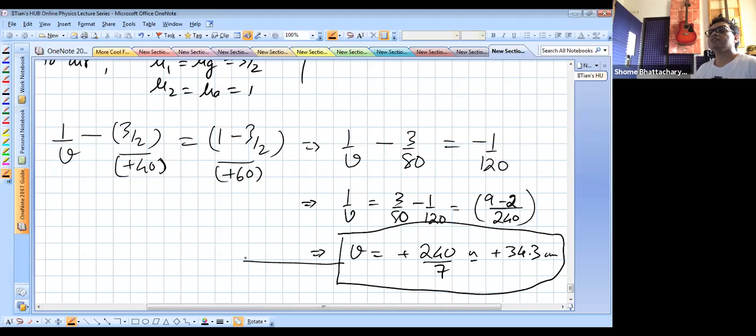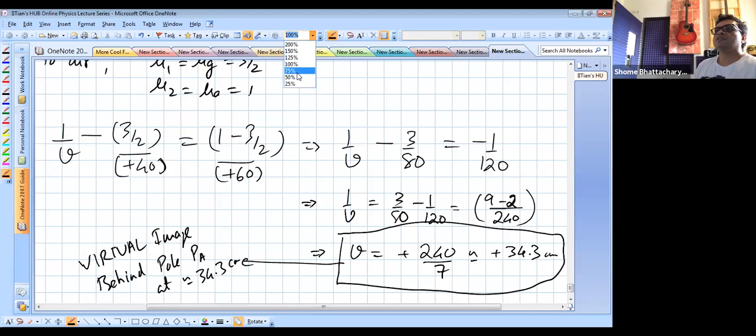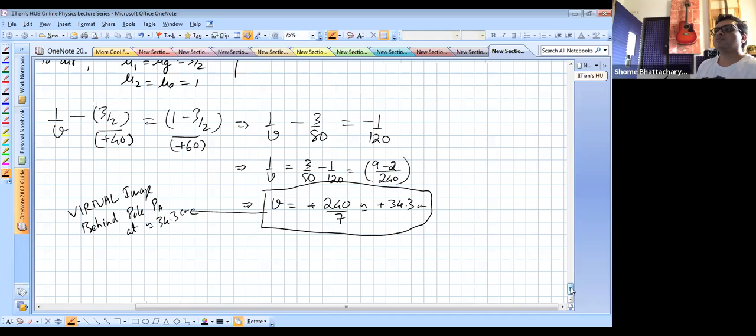Okay. So you can also see that it is a virtual image, behind the surface, behind the pole, which I have labeled as PA, at a distance of approximately 34.3 centimeters. Okay. So this is how I am solving this with the proper sign convention and all that.